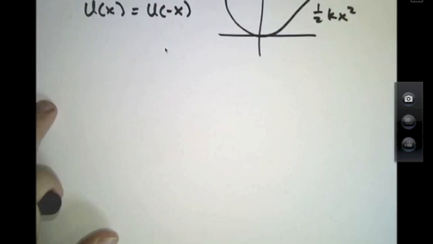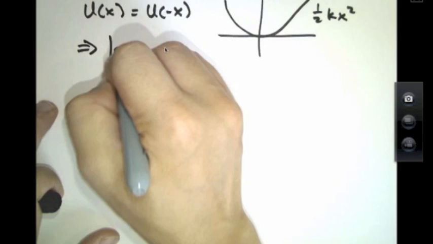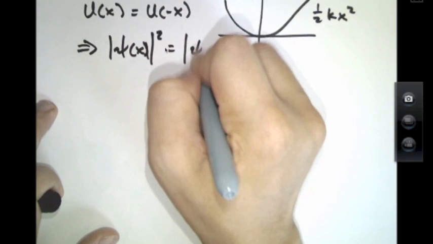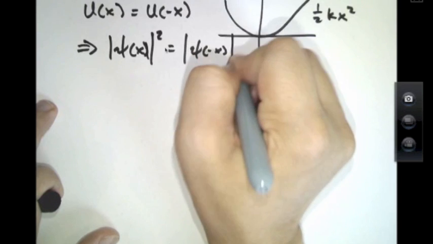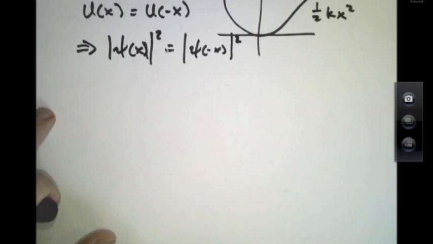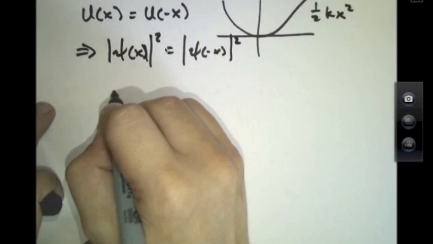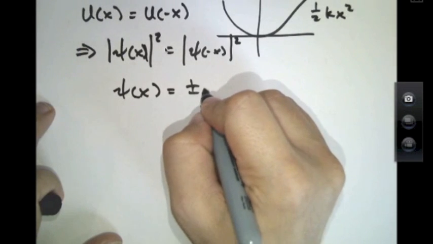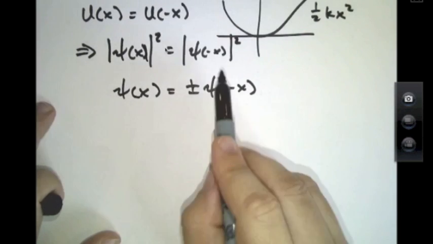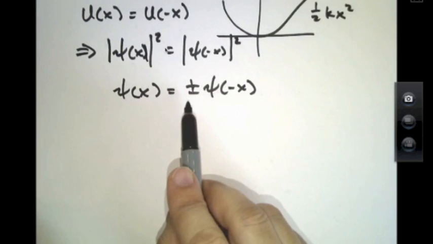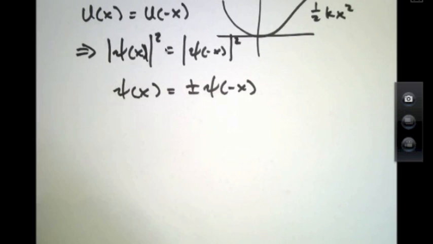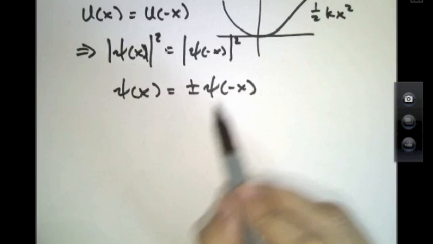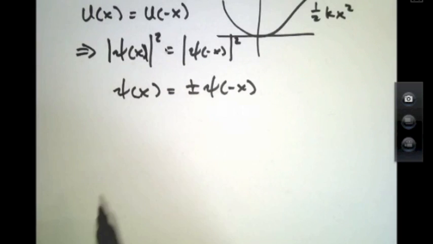it's symmetric about the origin. And therefore we expect the probability density to be symmetric about the origin, and therefore we expect the wave function to have one of two possible cases. When I take the square root of an absolute value, well, I can get that by either having a plus or minus sign from the wave function. So psi of x is either plus psi of minus x, it's equal on either side, or it's minus psi of minus x.